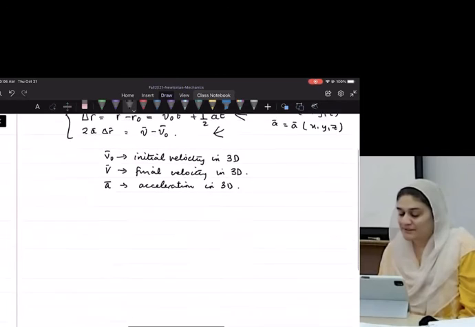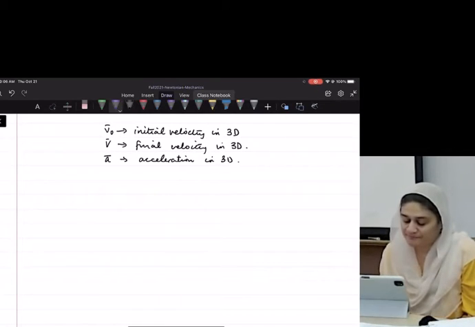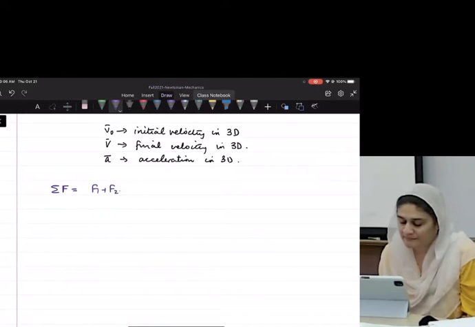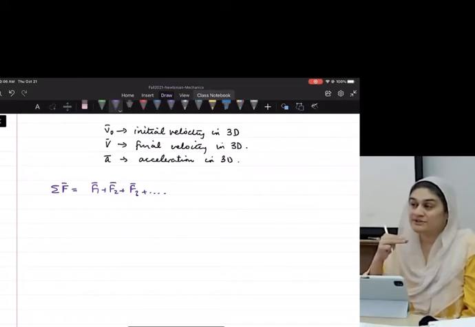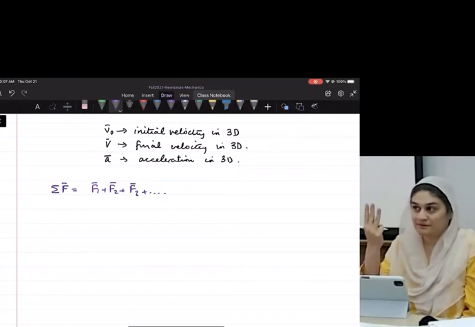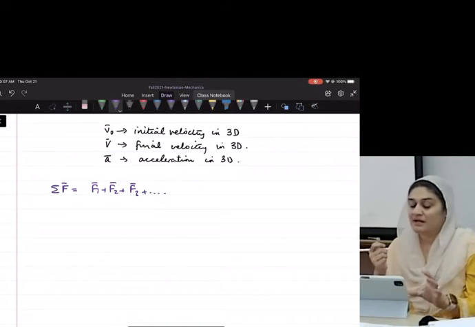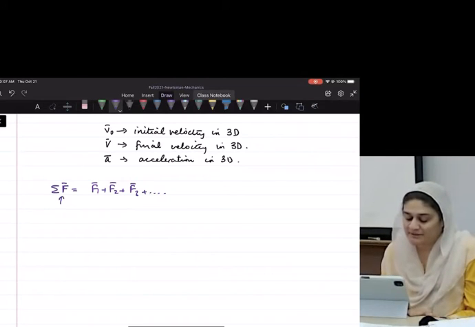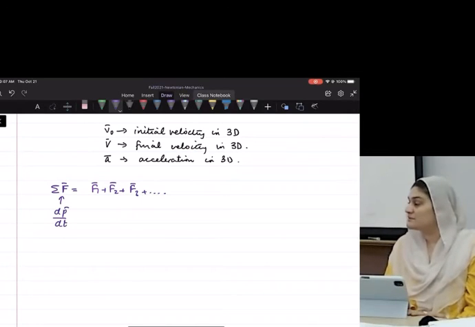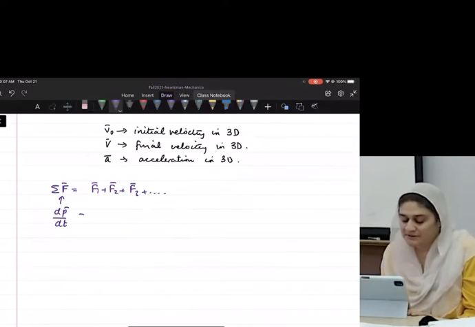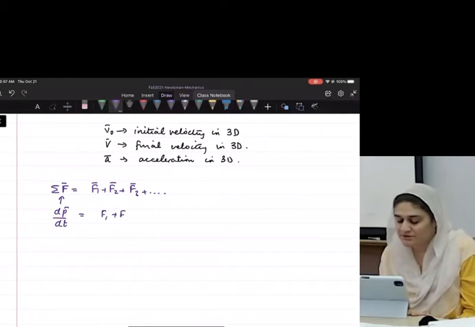Okay, now in 3D, how does Newton's law change? Again, how many equations will we get? 3, 1 along the X, 1 along the Y, 1 along the Z, right? And on this side, what will we get? dP over dt, the change in momentum over change in time, equals the sum of all the forces acting on an object.